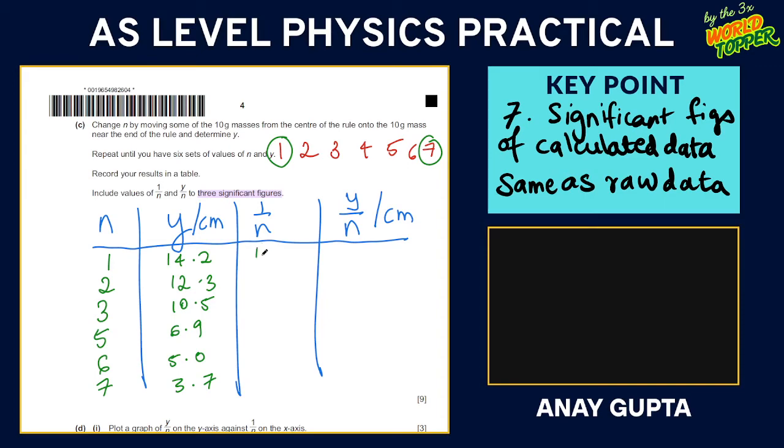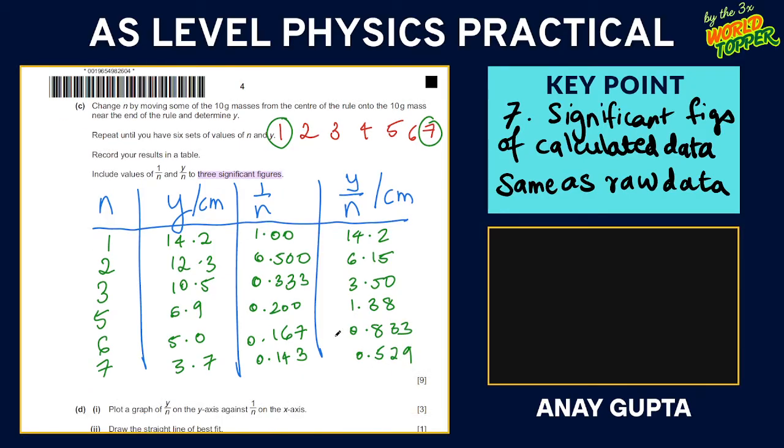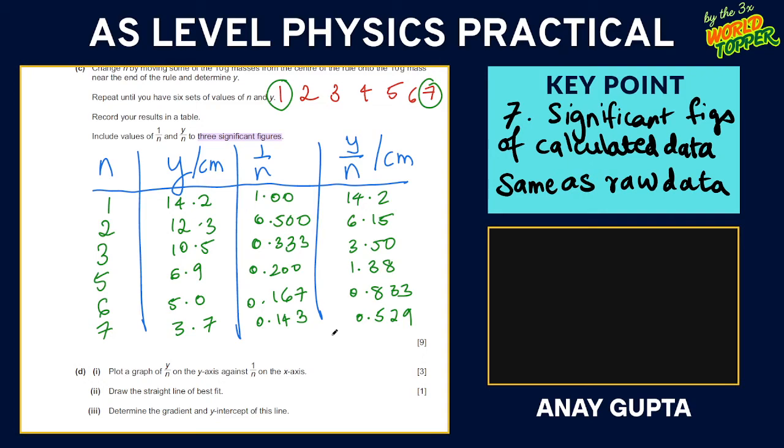Okay, so I'm just going to record my values here: 1.00, 0.500, 0.333, 0.200, 0.167, and 0.143. Now again, y by n, I just calculate that. That comes to 14.2, 6.15, 3.50, 1.38, 0.833, and 0.529.